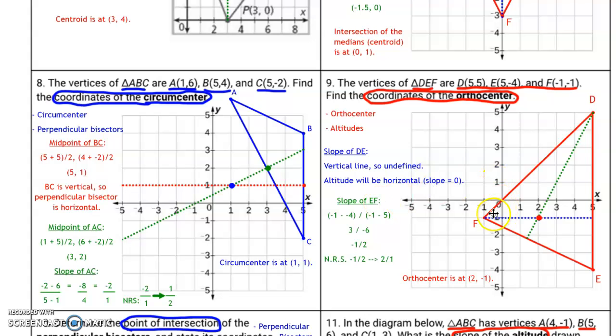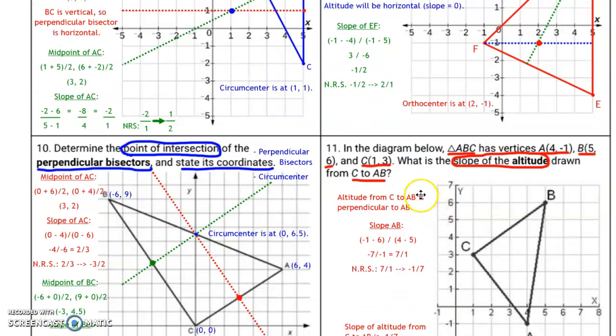Next, I found the slope of EF, which is this line here. That slope was negative 1 over 2. I found the negative reciprocal slope, which is positive 2 over 1. And starting at point D, I'm going to go up 2 over 1. Well, I can't go up and over any, but I can go down 2 over 1 to the other way. And drawing that altitude in, I'm able to find the orthocenter, and I state the orthocenter's coordinates.